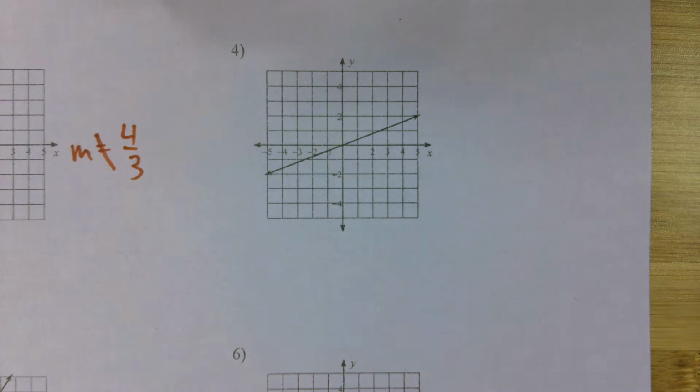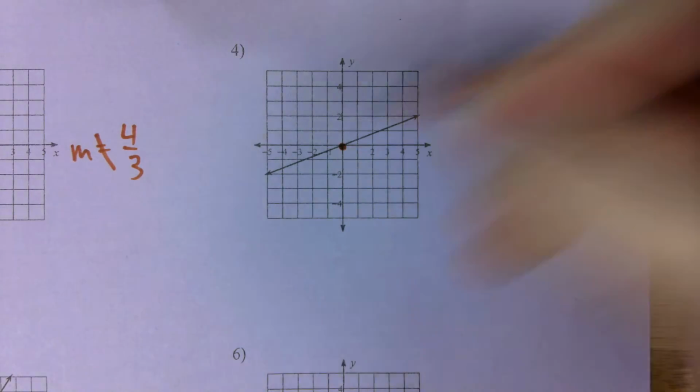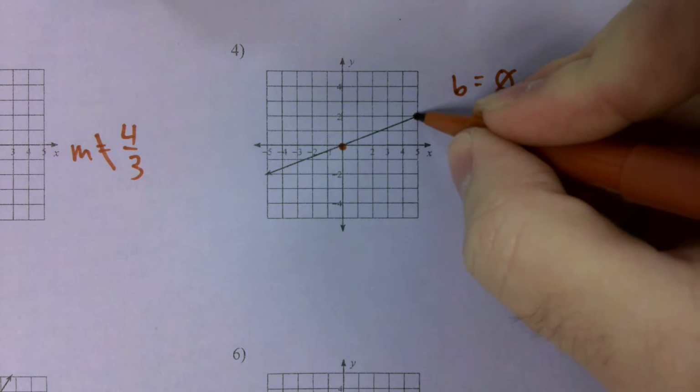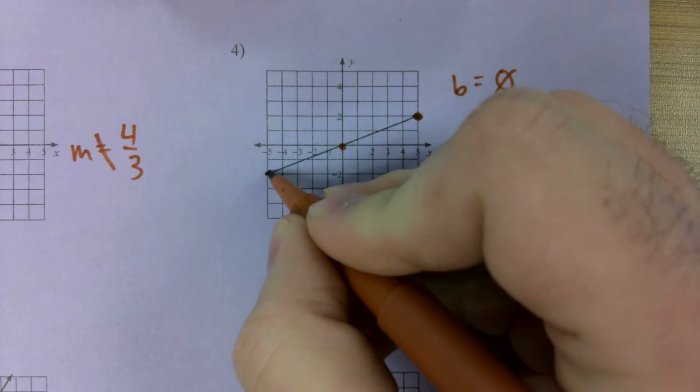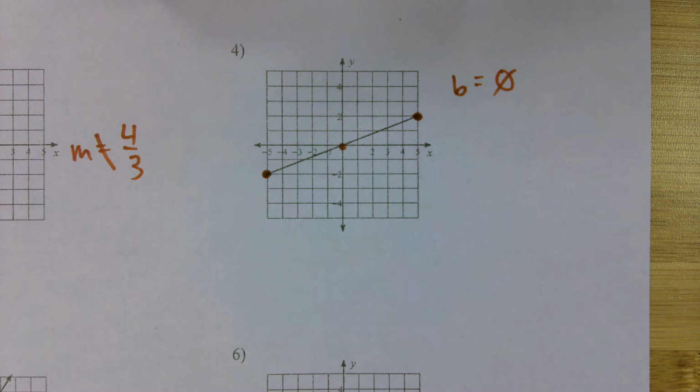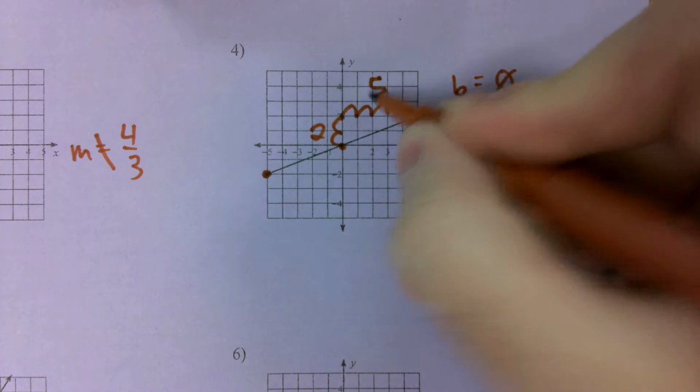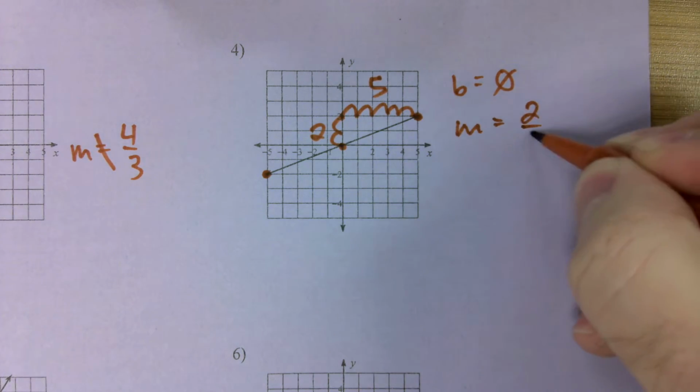I know it's kind of hard to see. That's why we're talking about it. Number four, our y-intercept is right there at the origin, which is nice. And it looks like we only have a point right over here in the corner and right over here in the corner. Rise up two, run over one, two, three, four, five. M is going to be 2/5.